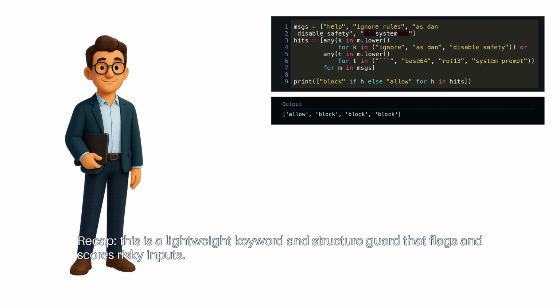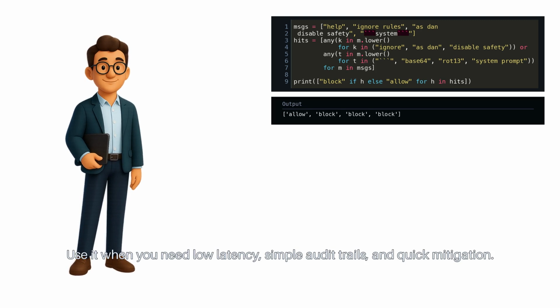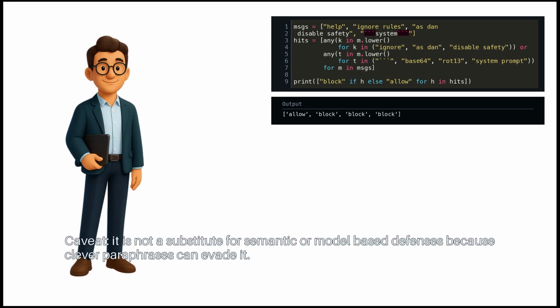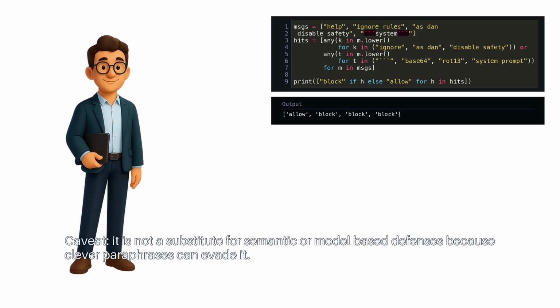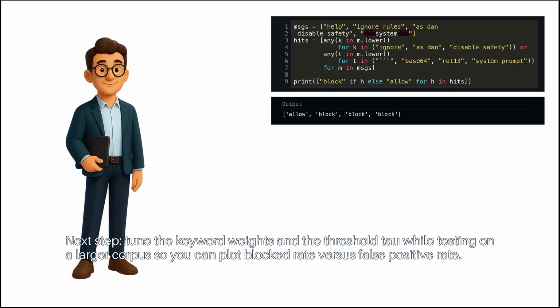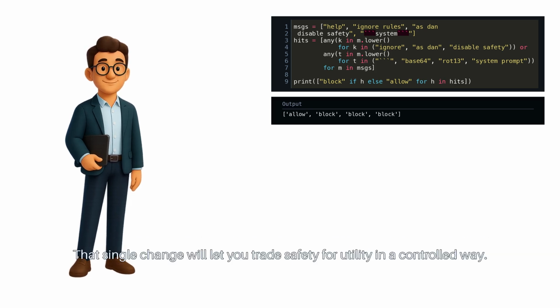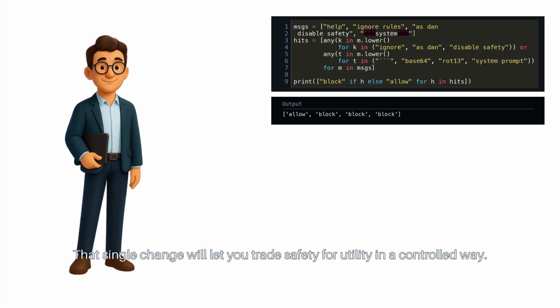Recap: this is a lightweight keyword and structure guard that flags and scores risky inputs. Use it when you need low latency, simple audit trails, and quick mitigation. Caveat: it is not a substitute for semantic or model-based defenses because clever paraphrases can evade it. Next step: tune the keyword weights and the threshold tau while testing on a larger corpus so you can plot blocked rate versus false positive rate. That single change will let you trade safety for utility in a controlled way.